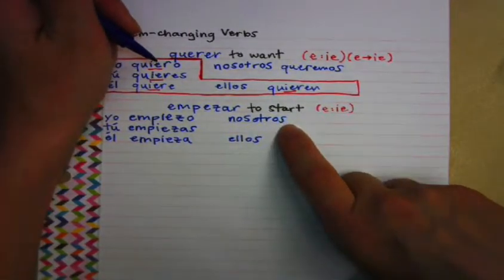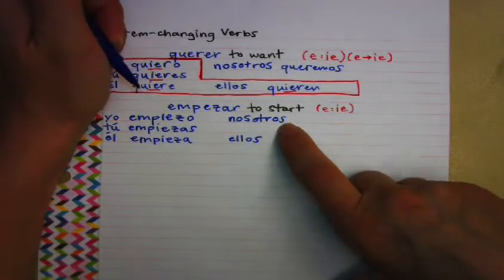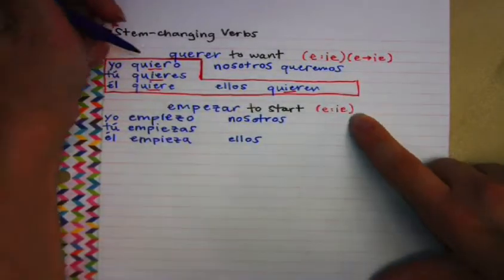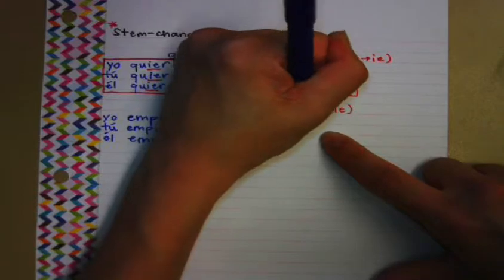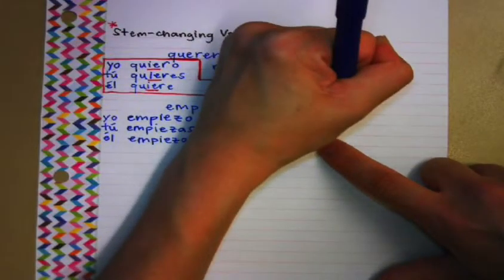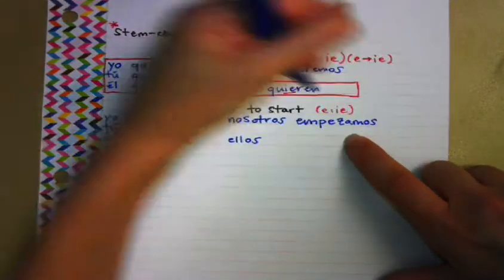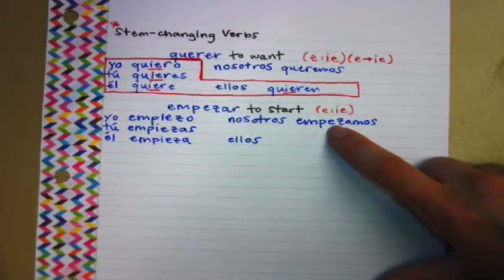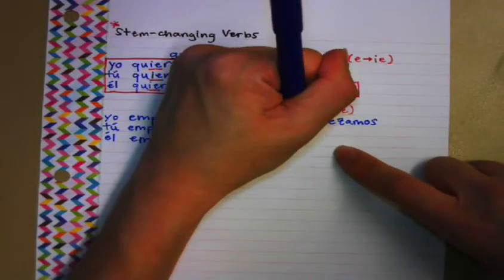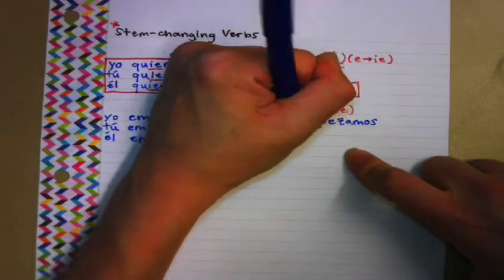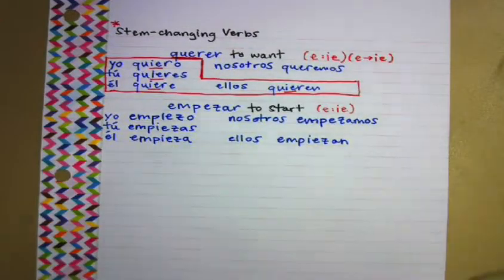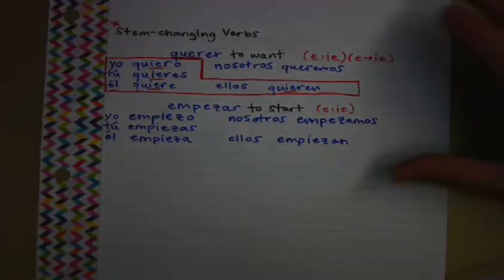Okay, up to the nosotros form. Now, the nosotros form does not go inside the boot. It does not change in stem. So that one's just going to stay nosotros empezamos. So that's no change here. And then now we're back inside the boot. I haven't drawn the boot yet, but you know that we're inside the boot here, and that is empiezan. Empiezan. So again, I'll draw my boot around.